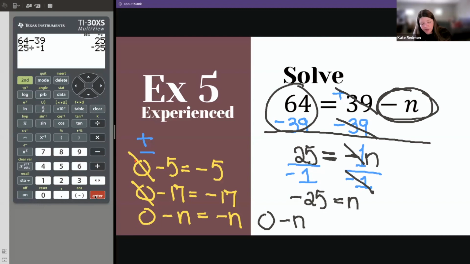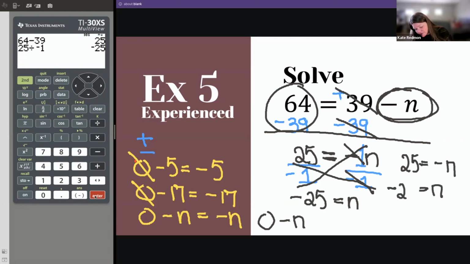Now I have to warn you, your college teachers are going to skip all this in blue. Your college teachers are just going to say, hey, if 25 is equal to negative n, then n must be equal to negative 25.